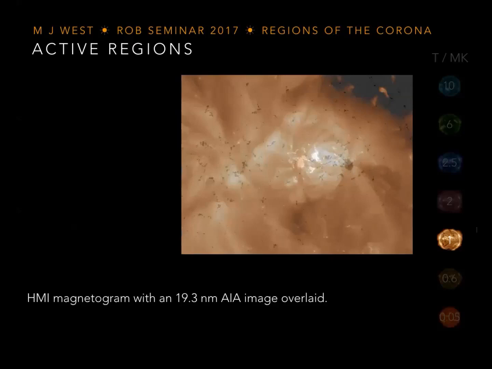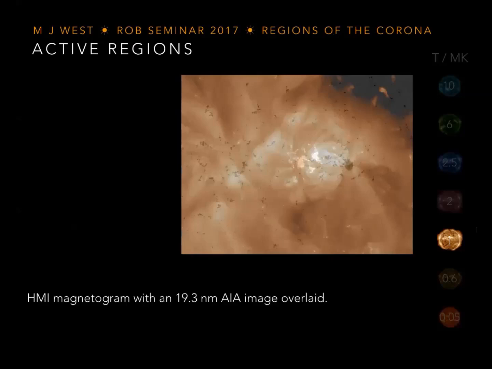Because of the bipolar nature of active regions, they're closed magnetic field regions, and due to motions below, these magnetic fields can get wound up, and through processes such as magnetic reconnection, which I will briefly talk about later, and wave motions and things like that, we get significant heating in these regions, and that's why they appear as these very bright structures.